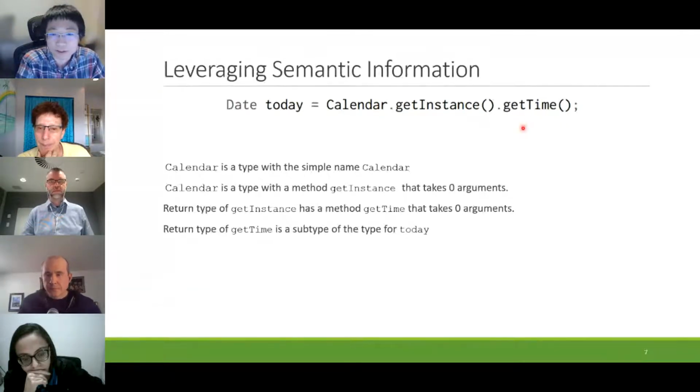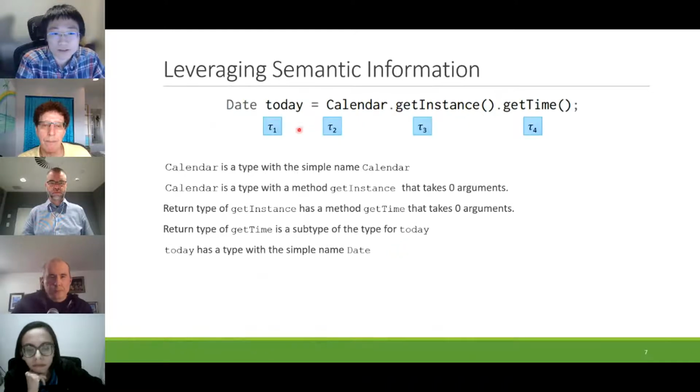The return type of getTime is a subtype of the type for the variable today. And today has a type with a simple name Date. We can leverage this knowledge to help us infer the types in the code. We annotate the AST with the type variables to show all the types used in the code snippet.